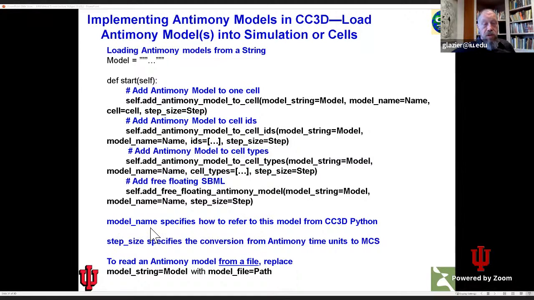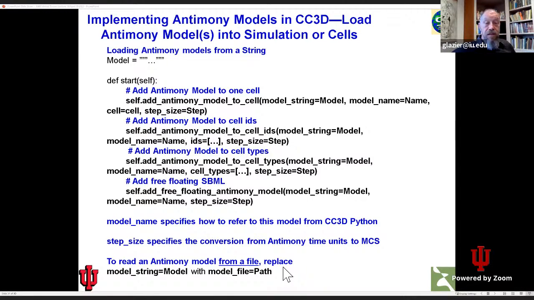That model name, just the way we need a handle when we do plots, is important. We'll use it a lot. Step size specifies the conversion from antimony time steps to MCS. We can also read the model if its source is saved in a file rather than in text inline. Instead of saying model string equals model string name, we could say model file and then its path name, and it'll read it in.